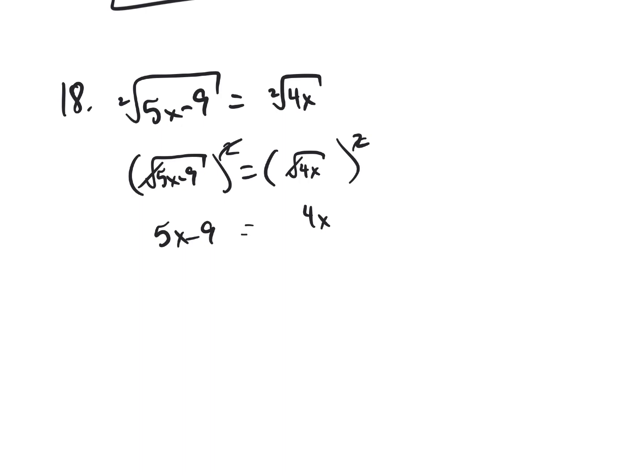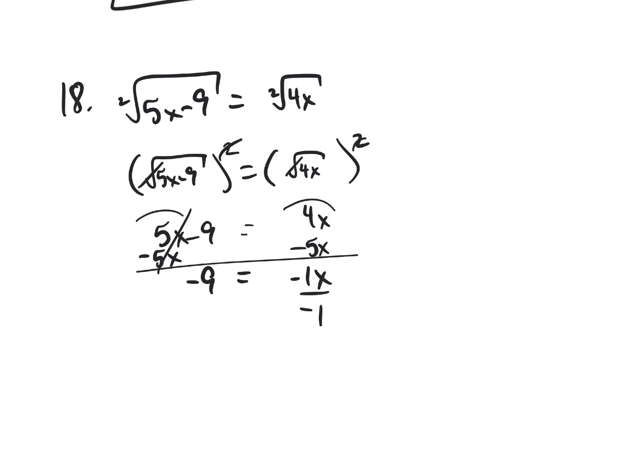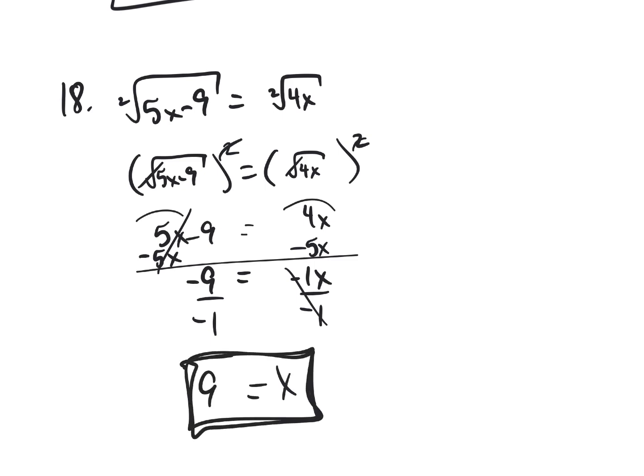Now you just have to solve the equation that's left. Notice we have variables on both sides. So let's leave the negative 9 where it is. But let's move this 5x to the other side by subtraction. So 4 minus 5 is negative 1x. And then to get rid of the negative 1 attached to the variable, divide, so x is going to be equal to negative 9 divided by negative 1, which is positive 9. Okay?